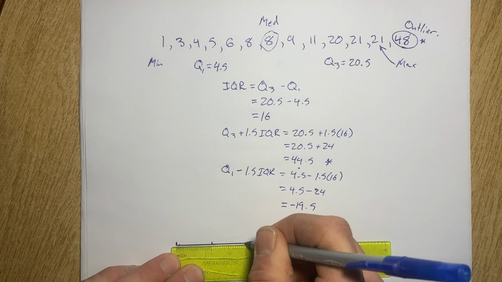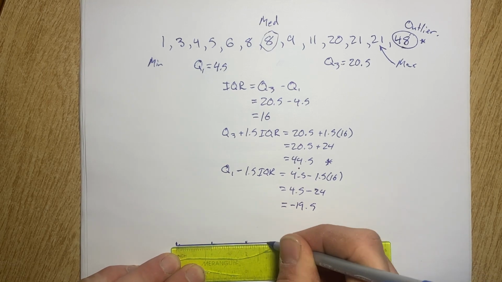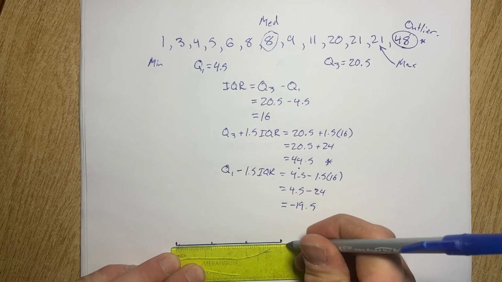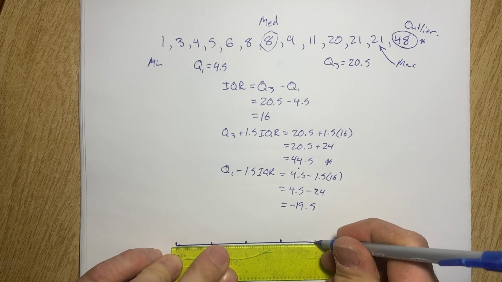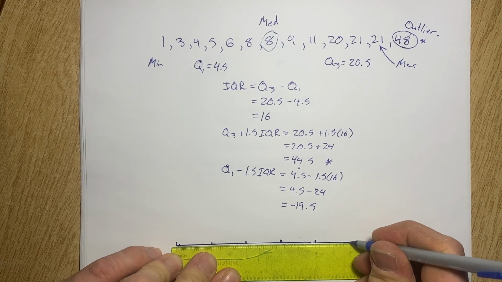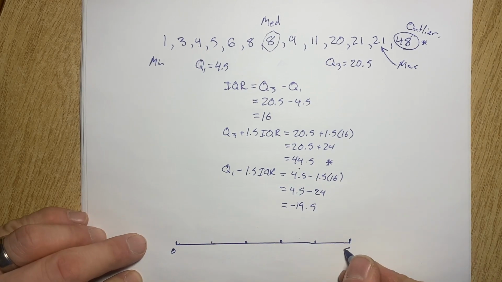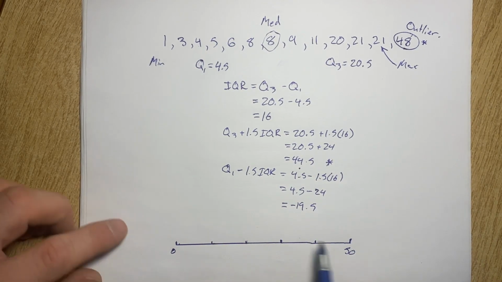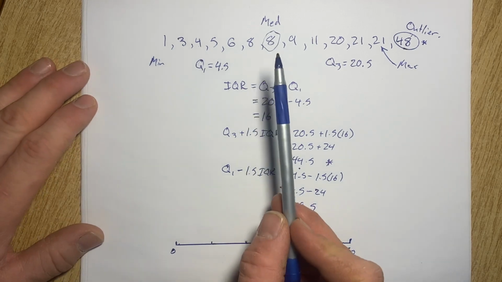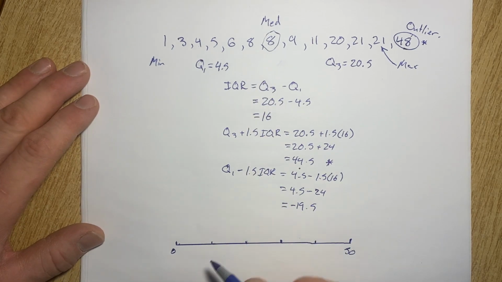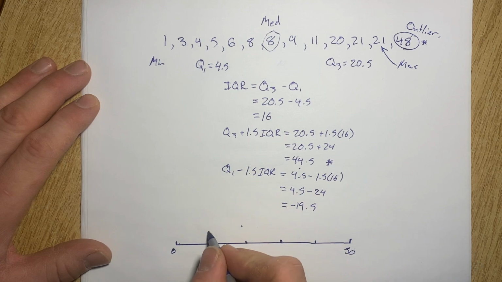So that's 10, 20, 30, 40, and 50. And I'm going to draw my box and whisker diagram just slightly above this. So my first thing that I'll do is I'll draw a mark at 8. That's my median. So 8 is about right here.